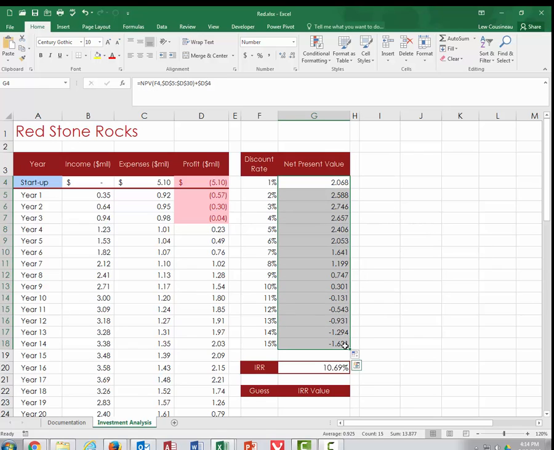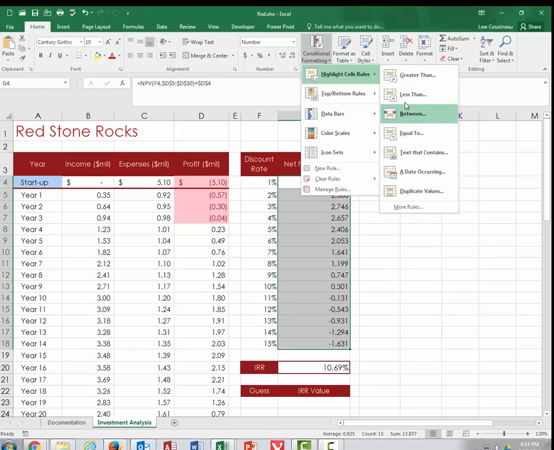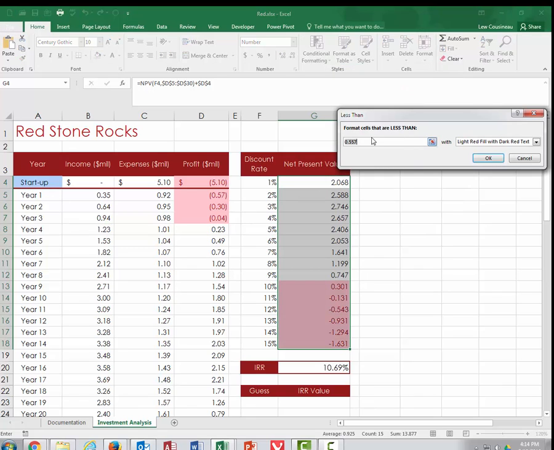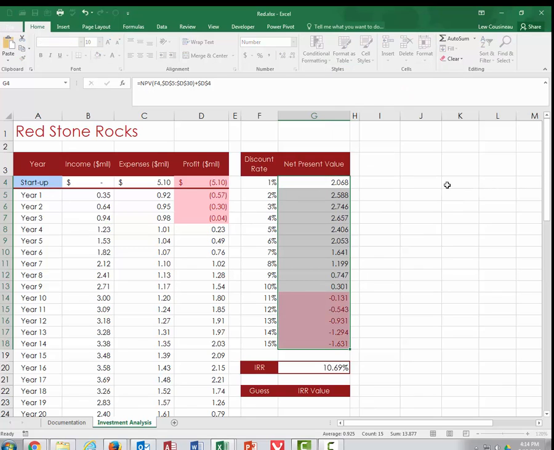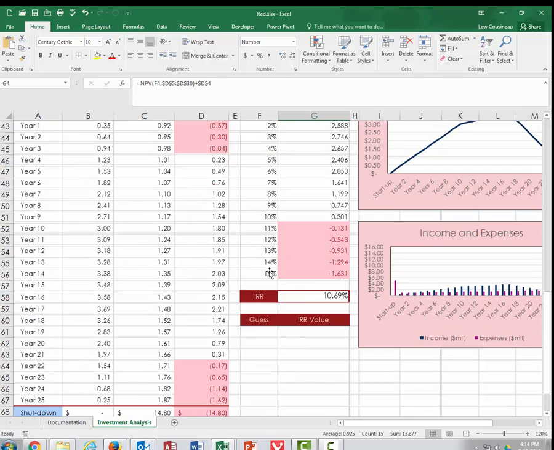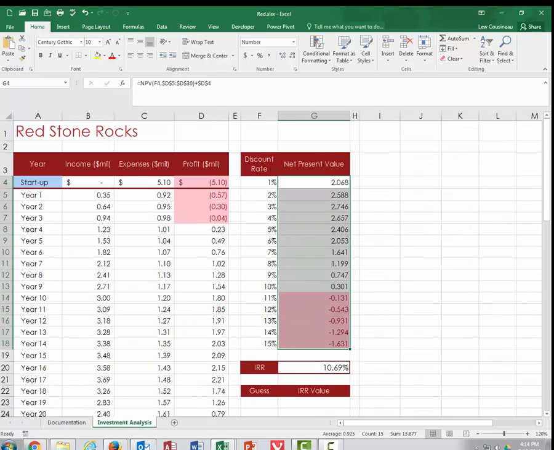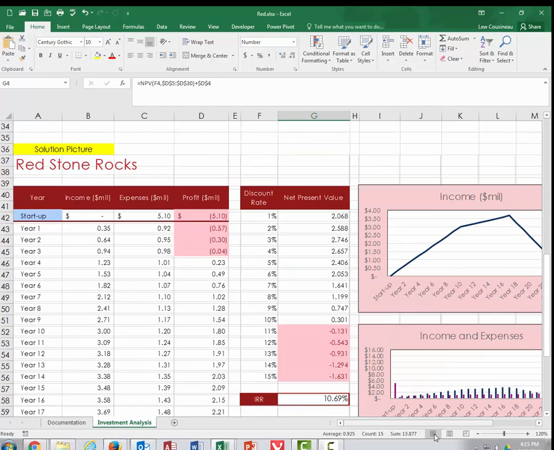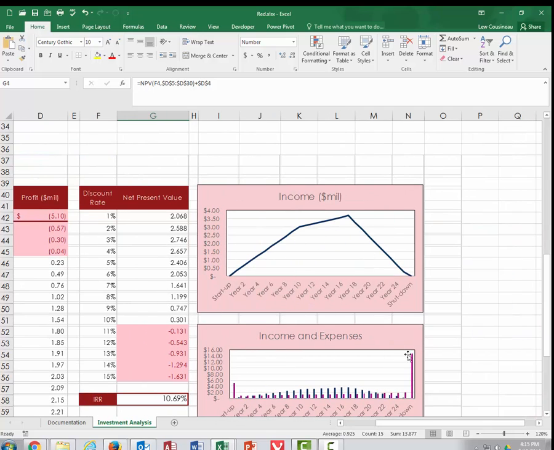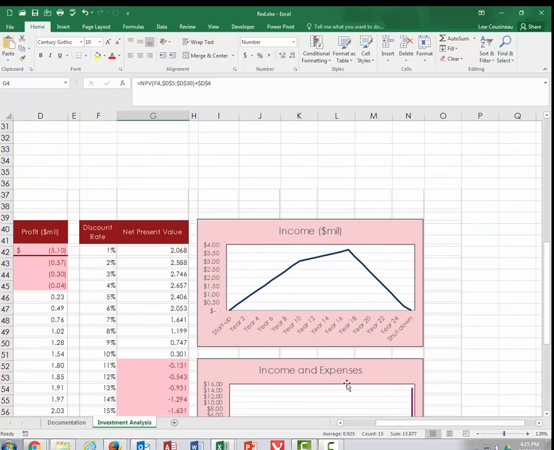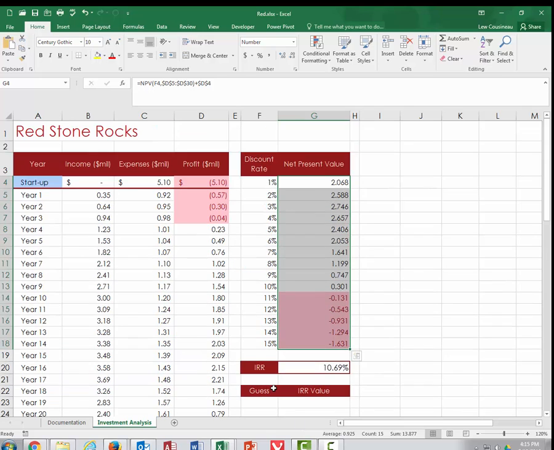And now we want to apply conditional formatting to that same group. So we'll just put 0, light red, and we should have similar values. And finally, 13 and 14. We're just going to create two charts. We'll look at the solution pictures. So one's a line chart of income and one's a clustered column chart of income and expenses.